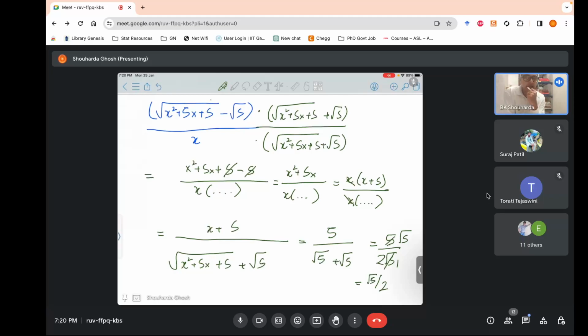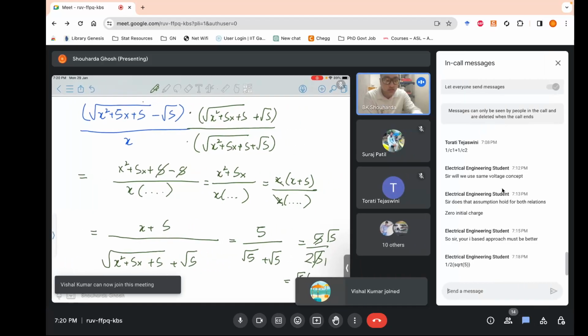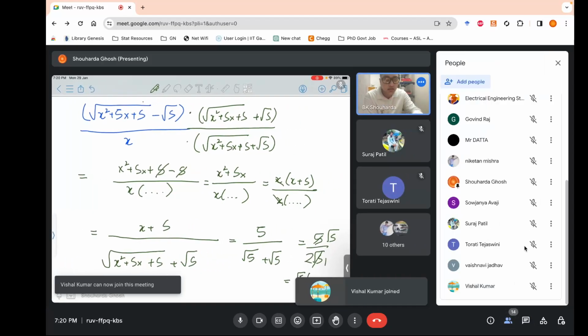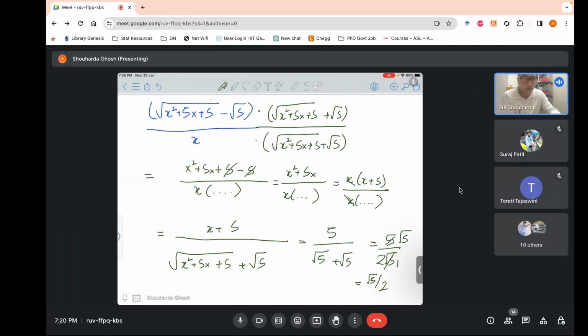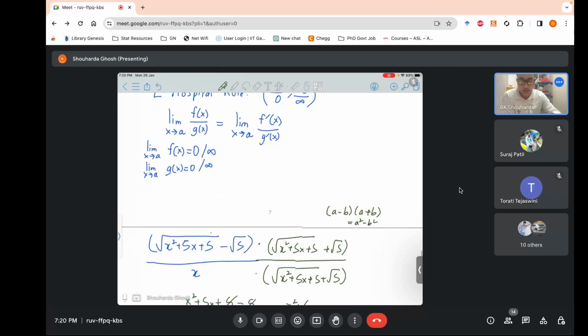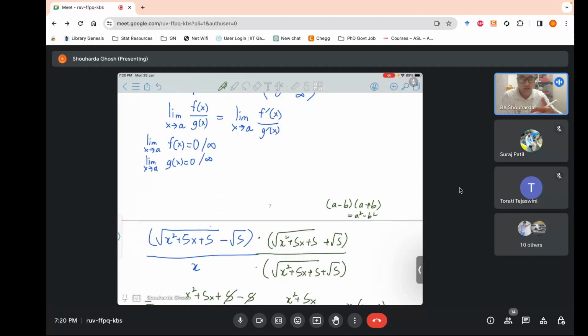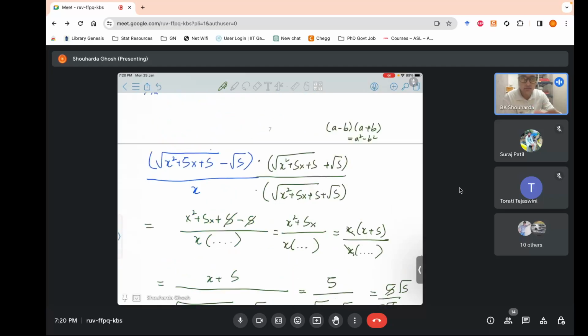Does anybody have any doubt in this? I just did it a bit fast because unfortunately I am used to doing these things since a long time. But if anybody has any doubt, please let me know. I could have used L'Hopital's rule, but because there was this square root kind of thing, you should always prefer to rationalize so that you can easily do cancellation rather than finding derivatives.